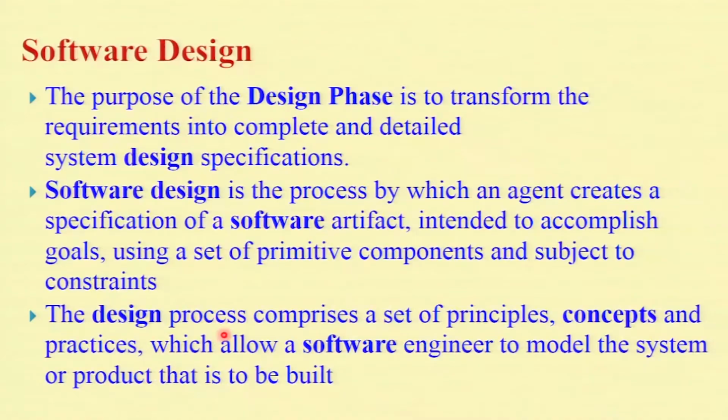Now we have seen the analysis phase. In the analysis, we saw about the requirement gathering. Now as far as the second phase, the design phase, is concerned, let us see about the software design. The purpose of the design phase is to transform the requirements into complete and detailed system design specifications. The software design is the process by which an agent creates a specification of a software artifact intended to accomplish goals using a set of primitive components and subject to constraints. The design process comprises a set of principles, concepts and practices which allow a software engineer to model the system or product that is to be built.